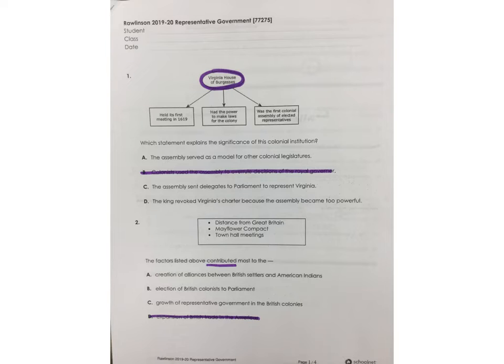The distance from Great Britain, the Mayflower Compact, and town hall meetings were all factors that contributed most to the A. Creation of alliances between British settlers and American Indians, B. The election of British colonists to Parliament, or C. The growth of representative government in the British colonies.